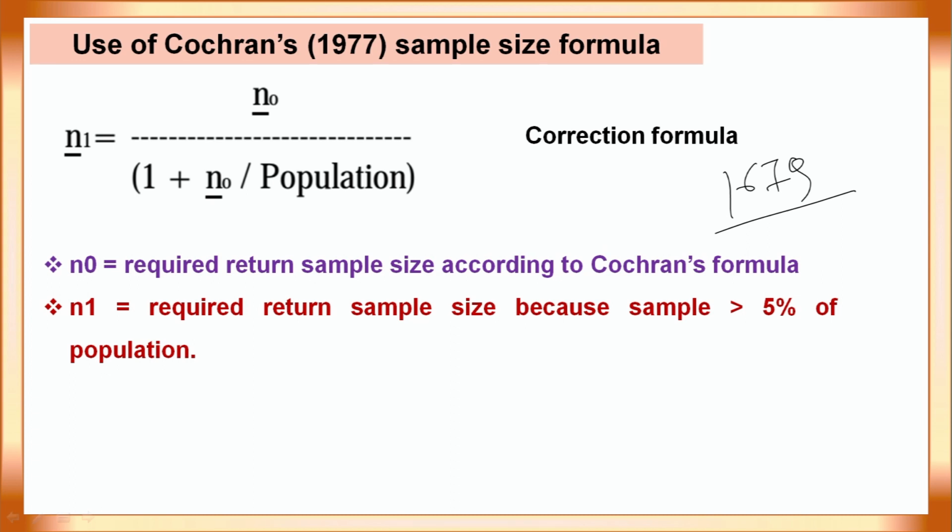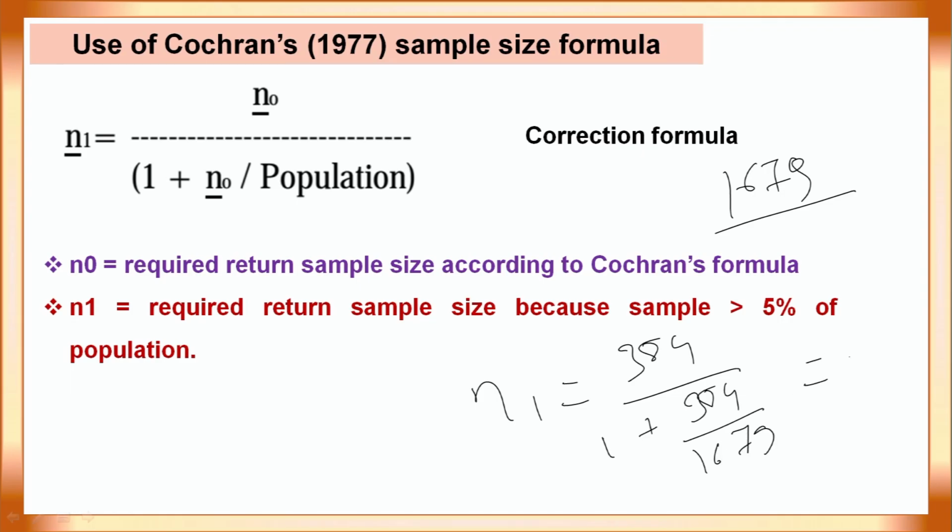Okay. So what we will do, we use this correction formula, we will arrive at n1, that will be 384 divided by 1 plus 384 by 1679. Okay. So, if you solve the denominator part, it will be around 312.